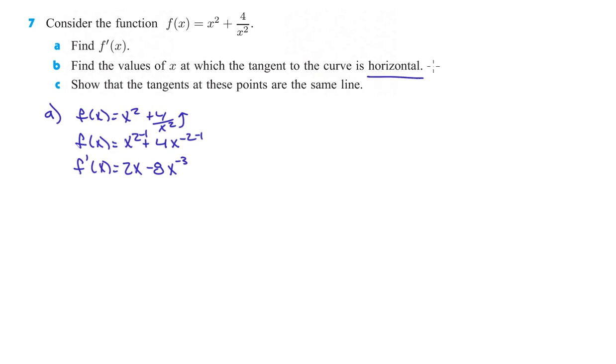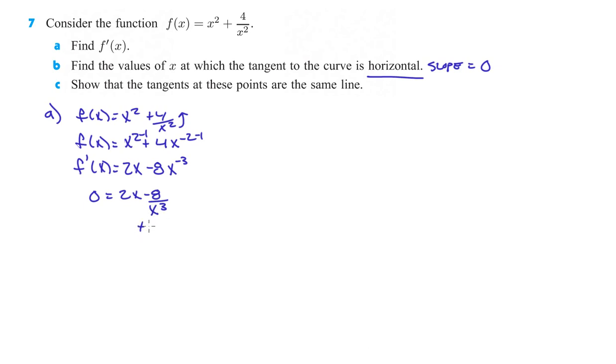Okay, find the values of x at which the tangent to the curve is horizontal. So if the tangent is horizontal, that means the slope has got to equal 0, is what they're getting at. So they're basically saying, when is this equation here going to equal 0? Okay, so let's do that. 0 equals 2x minus 8, let's even do this over x to the third.